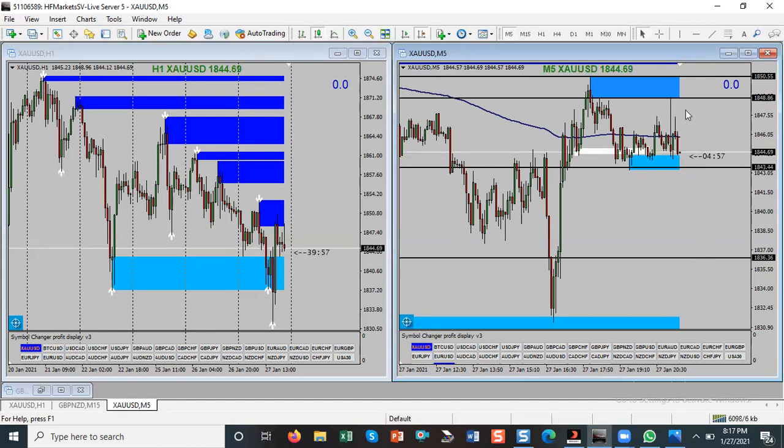This market has moved. Don't rush into taking it. This is your entry point. Once you have missed this point, I will show you how you can take the trade again.